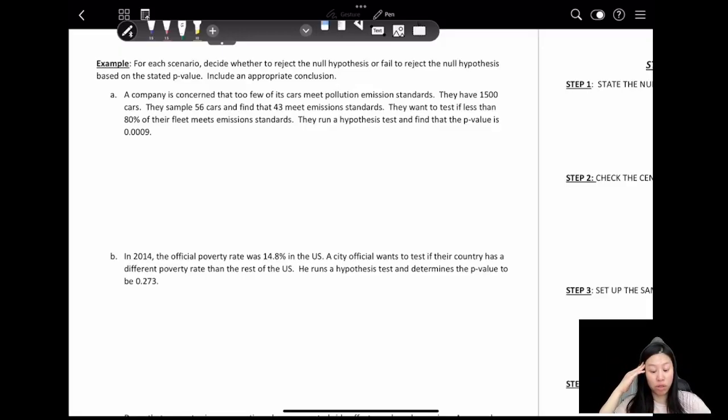Today I'm going to show you some examples about deciding when to reject the null hypothesis and when to fail to reject the null hypothesis based on the stated p-value. Okay, so now let's take a look.